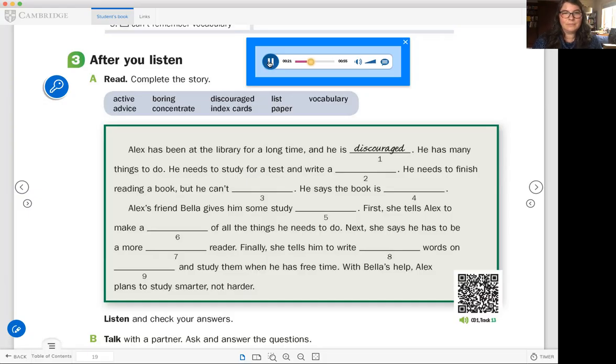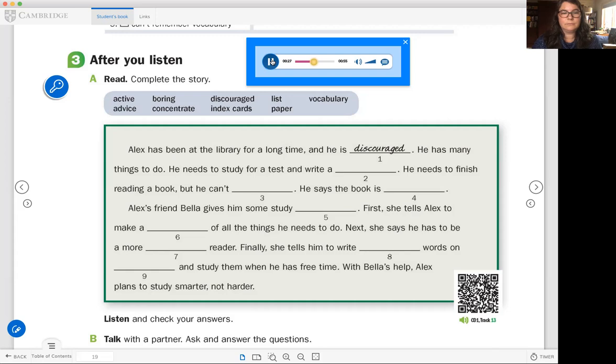But he can't concentrate. Okay. He can't concentrate. He can't concentrate. This is common together. Okay. How about number 4? He says the book is boring. Okay. He says it's boring. He can't concentrate on it.